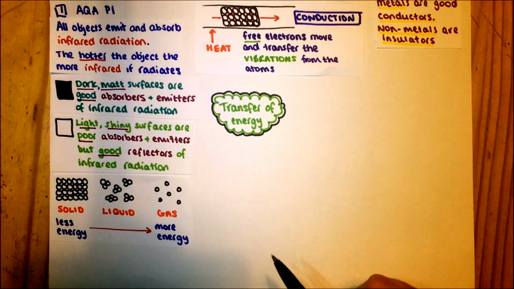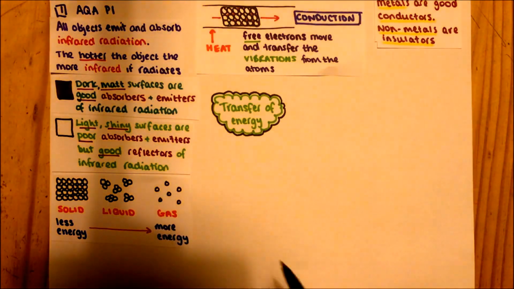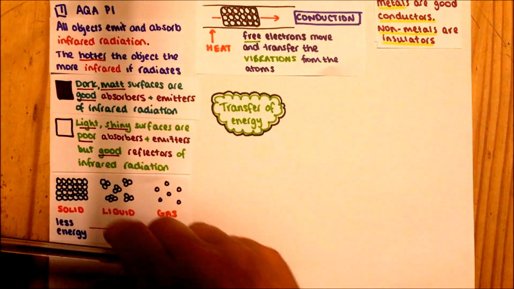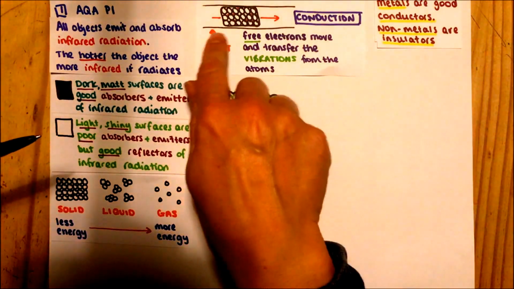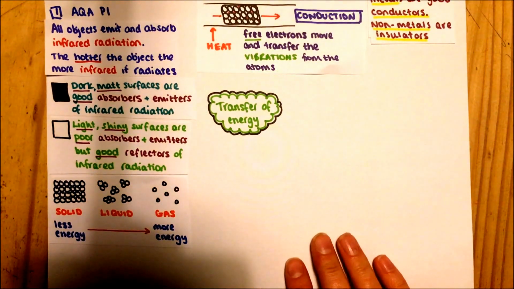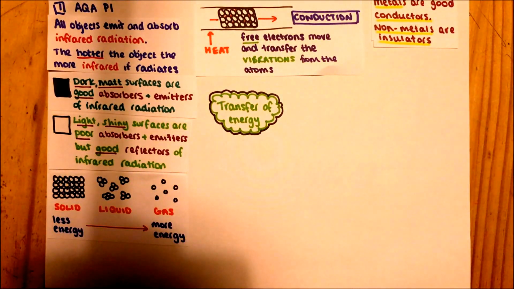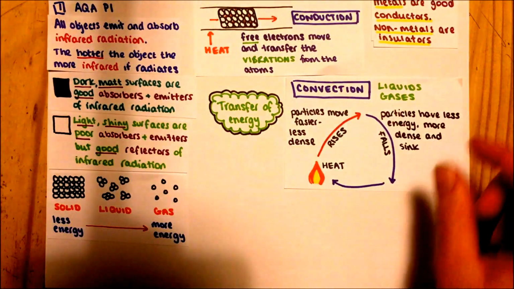It's really important. So it's that electron in its outer shell and it's moving at a speed, and from the vibrations of the atoms from the heat, it pushes those free electrons and they transfer that heat down that metal rod. Okay, right, convection then.